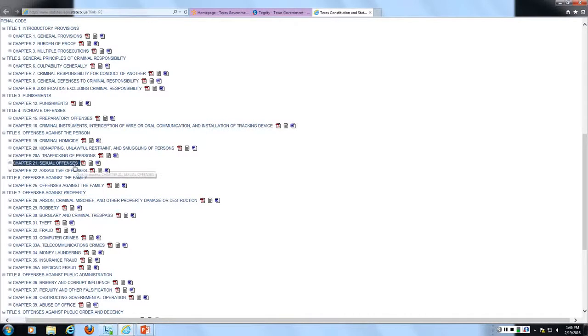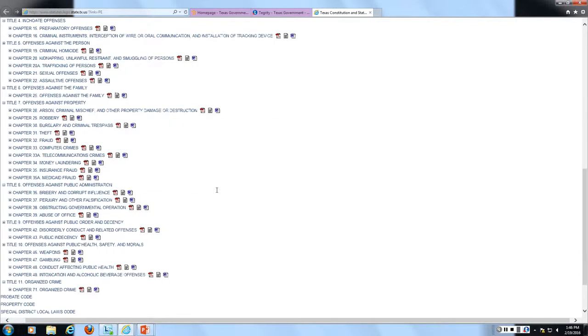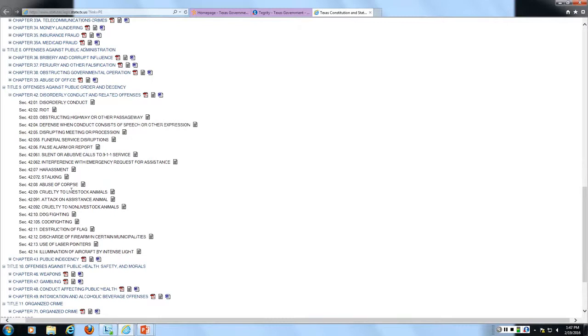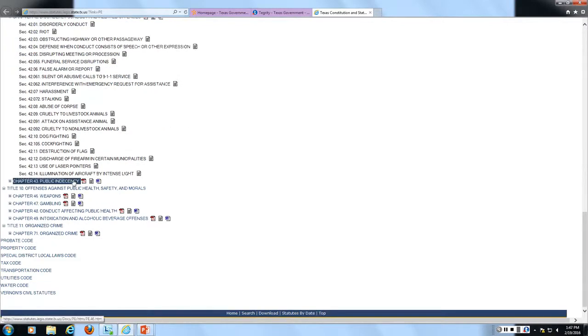Chapter 21, sexual offenses. Chapter 20A, trafficking of persons. Chapter 20, kidnapping and unlawful restraint. Chapter 28, arson. Chapter 29. Where is it? Chapter 42, disorderly conduct and related offenses: disorderly conduct, riot, obstructing highway or other passageway, disrupting meeting or procession, funeral service disruptions, harassment, stalking, abuse of corpse. We have a whole bunch of crimes here.